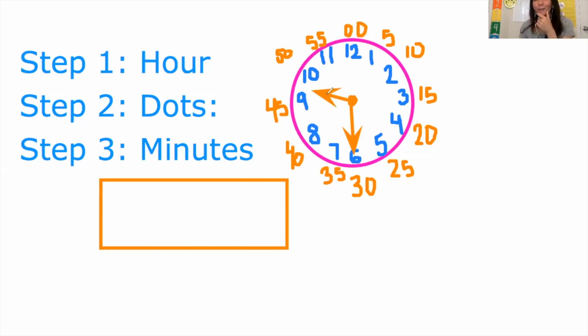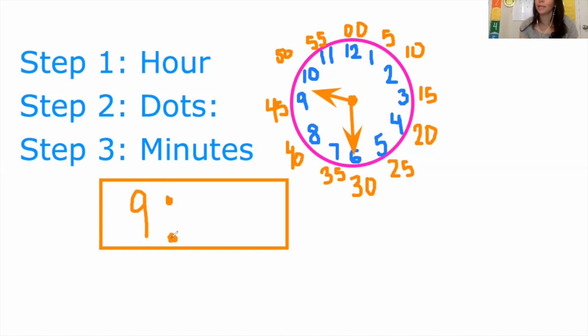What time is it now? Let's follow our steps to find out. Step 1, look at the hour. The hour is the shorthand. You'll notice that the hour is kind of pointing in between 9 and 10. And whenever the shorthand is pointing in between 2 numbers, you always go to the number before it because it hasn't made its way to the 10 yet. It's not yet 10 o'clock. It's 9 o'clock. So our hour is 9. Then we draw our 2 dots, 1, 2.